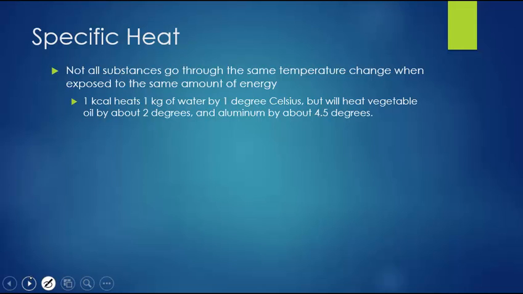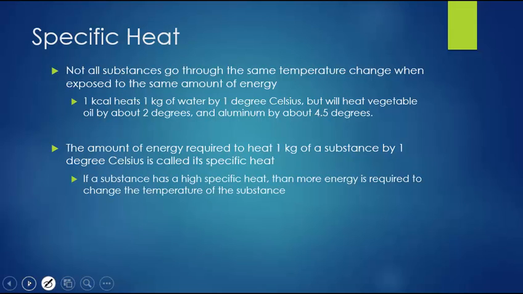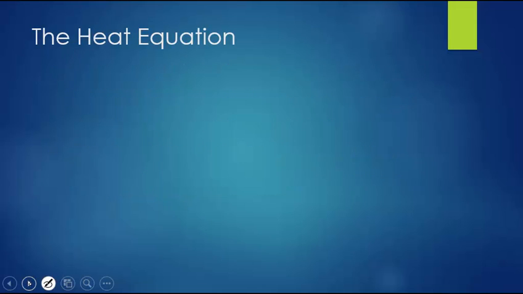That means it's got a lesser ability to store energy, or it takes less energy to make it go through a temperature change. So the amount of energy required to heat 1 kilogram of a substance by 1 degree Celsius is called its specific heat, and it's different for different substances because there are different molecular interactions going on that make up that substance. So if a substance has a high specific heat, more energy is required to change its temperature. A lower specific heat, less energy is required to change its temperature. Water has one of the highest specific heats of any substance. It's got a very high specific heat.